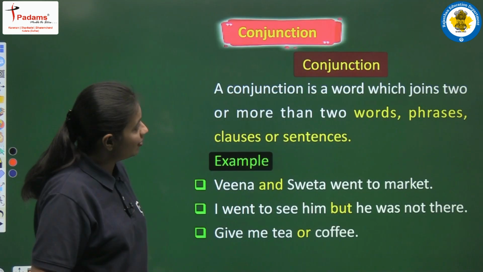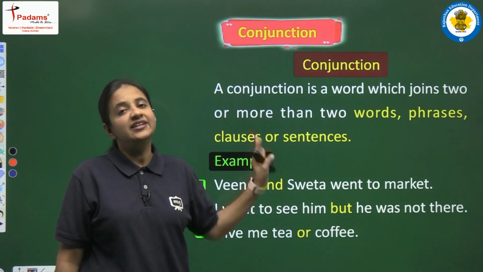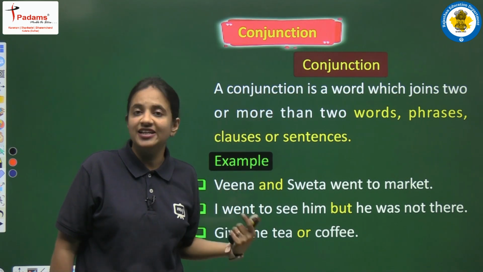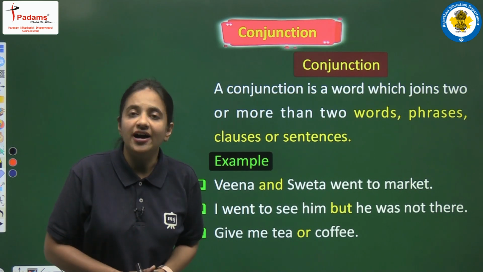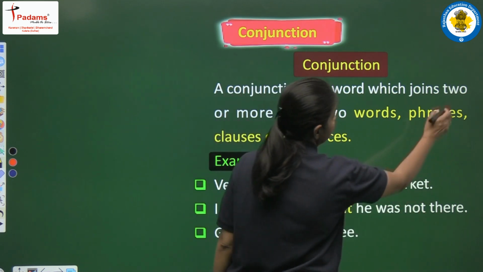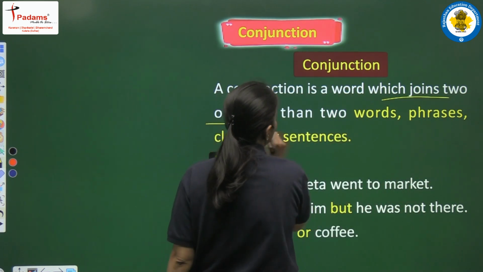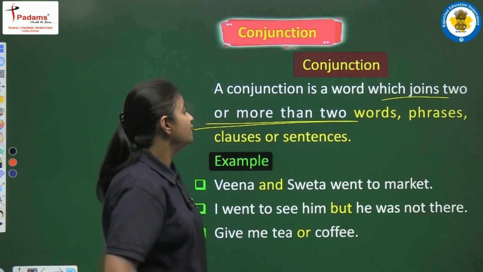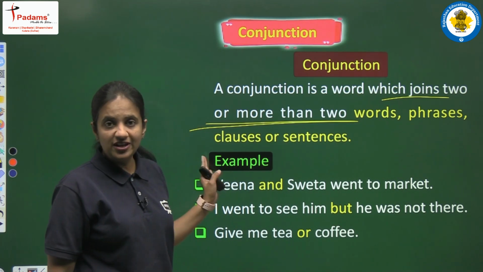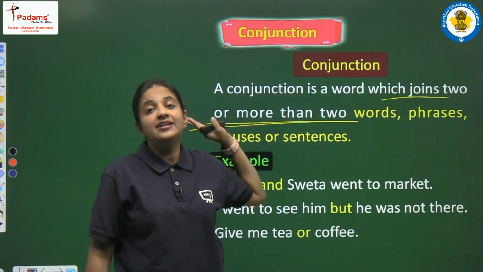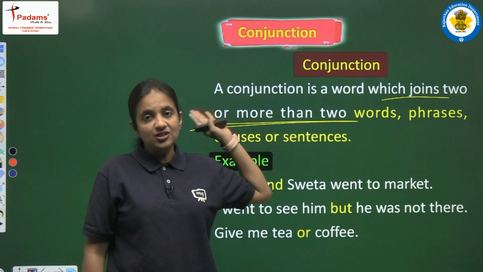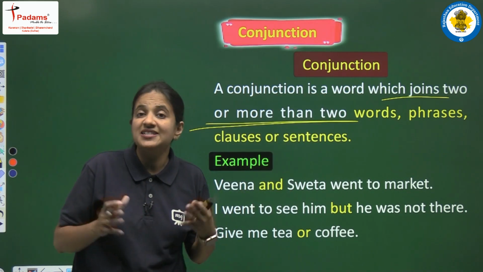So students, first of all we have the basic things related to this word conjunction. Here we will see what conjunction actually means and how conjunctions are used in a sentence. So let's read. A conjunction is a word which joins two or more than two words, phrases, clauses or sentences. A very important thing related to conjunction is that conjunction means the words that actually join. Okay, so conjunction जो होते हैं वो join करते हैं. आप किसे join करते हैं?